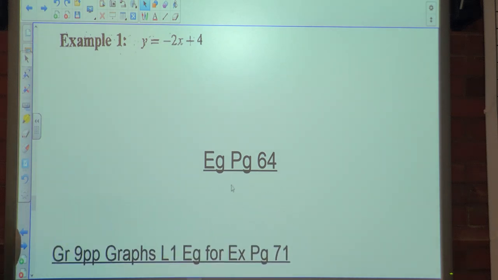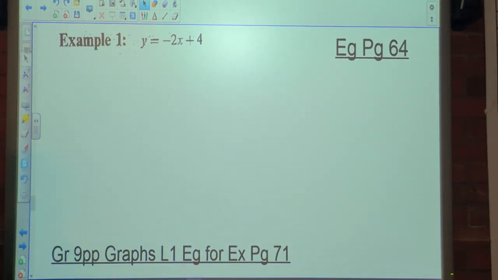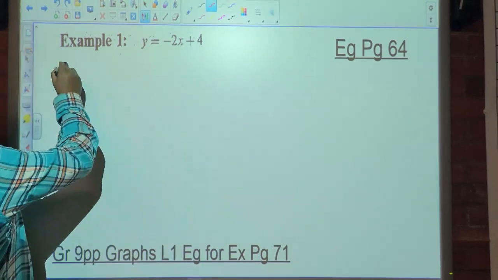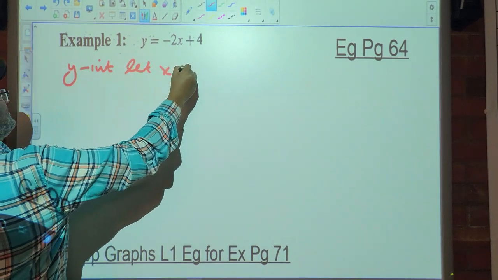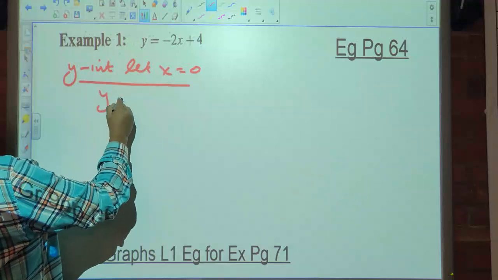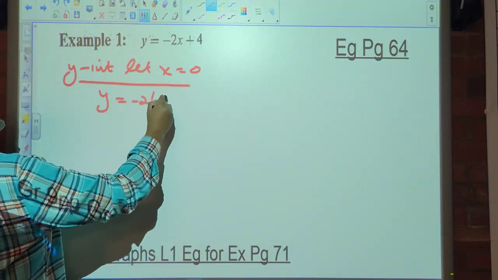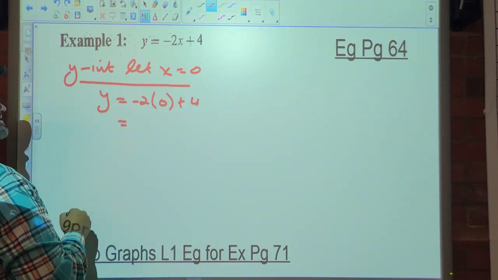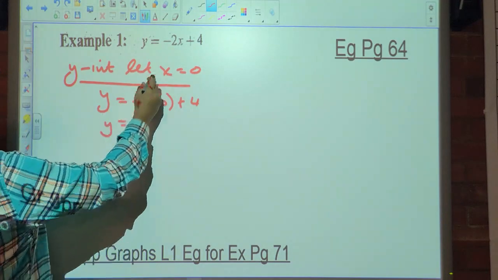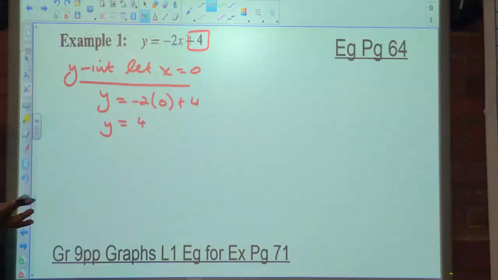In example 1, you are asked to draw the graph using the dual intercept method. Okay, so where do we start? We say y-intercept. What do you do for y-intercept? Let x equal to 0. So we have y is equal to negative 2 times 0 plus 4. What's negative 2 times 0? 0 plus 4 is 4. Or I could have just seen there that the y-intercept is 4.